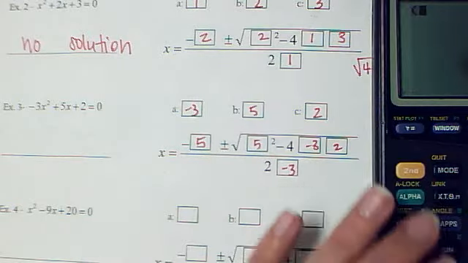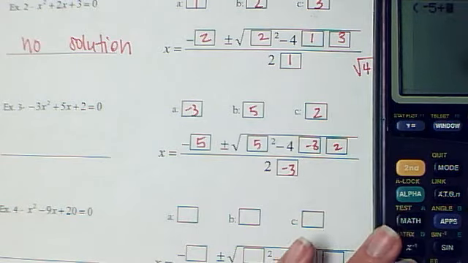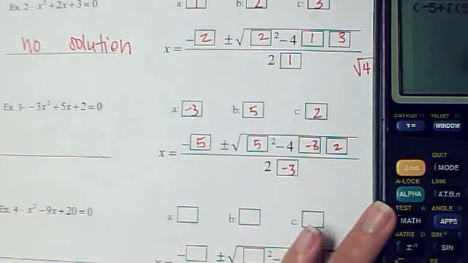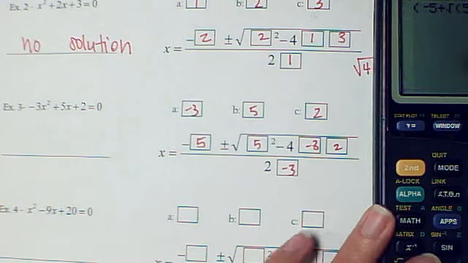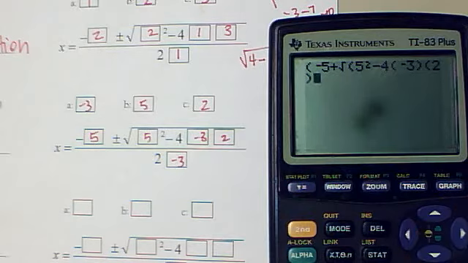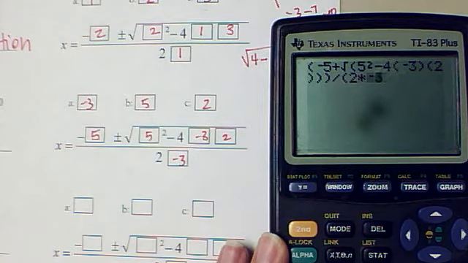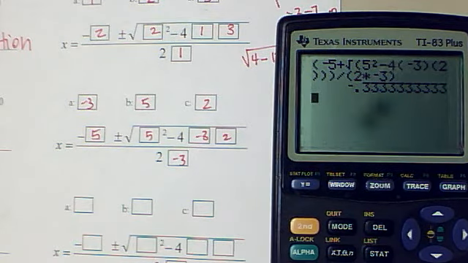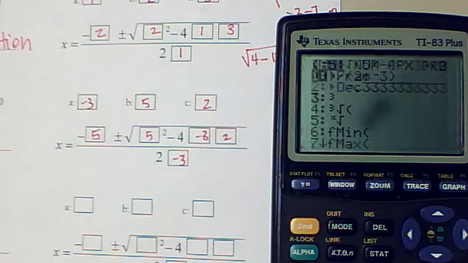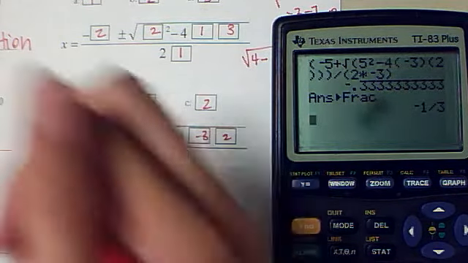So I'm going to open a parentheses, negative 5 plus the square root of 5 squared minus 4 times negative 3. Notice when I'm multiplying on this part, I'm using my parentheses just so I make sure that I don't make any errors. And then I'm going to close my square root, and I'm going to close my top. And then I'm going to divide by 2 times negative 3, and I get an answer. That answer is a decimal. I prefer fractions, so I'm going to do math, enter, enter, and it's negative 1/3.